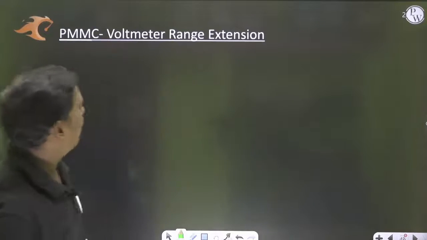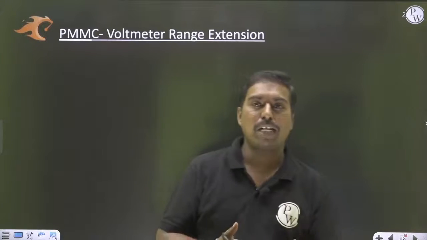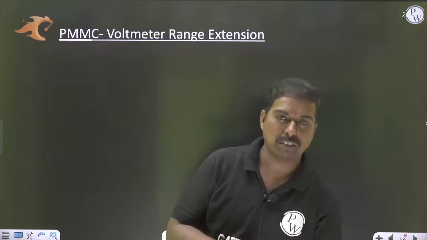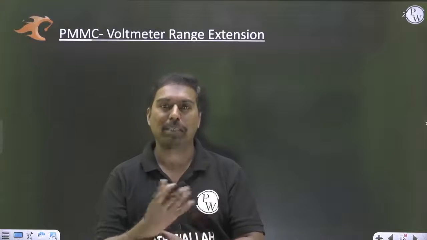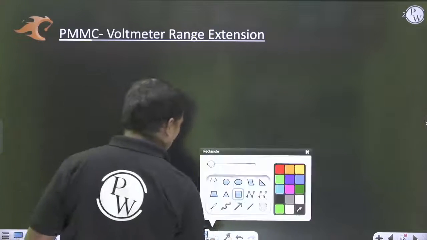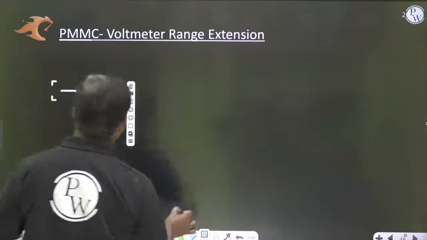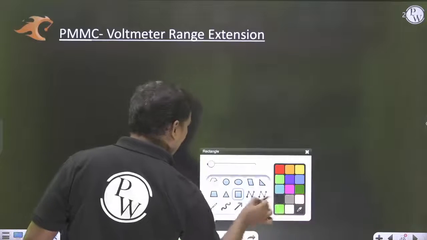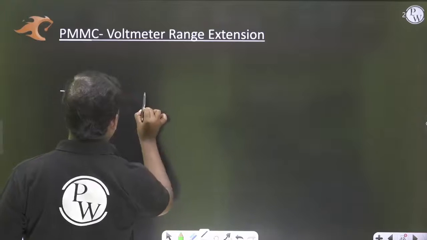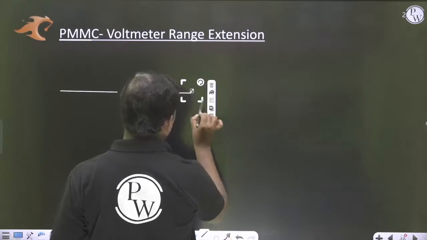Next, let us move on to voltmeter range extension. As I told you, PMMC can also be suitable as a voltmeter. As all of you know, a voltmeter also has just the same dial. The meter readings are changed in terms of the voltage. So if you want to take the PMMC voltmeter range, this is what I want to represent as the PMMC. So this is our meter resistance.